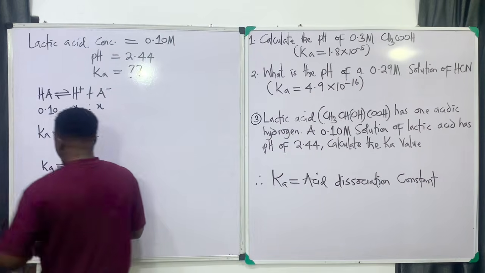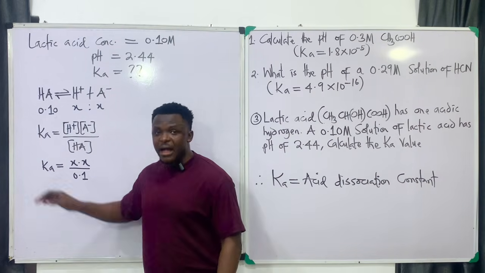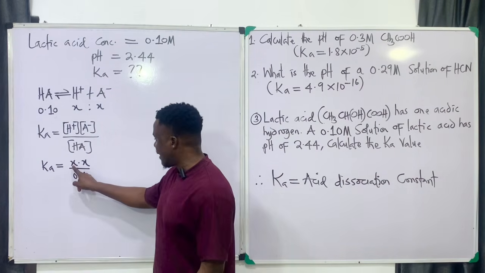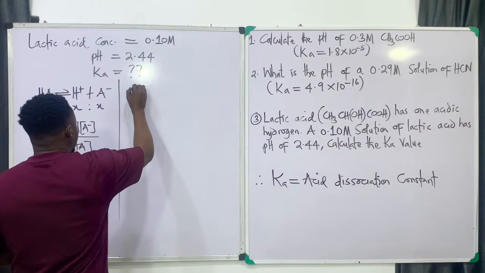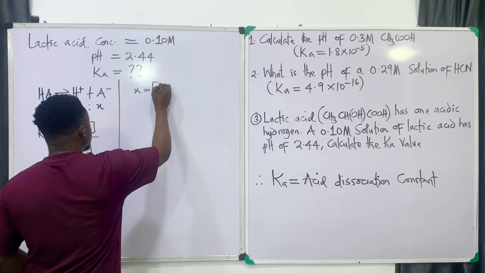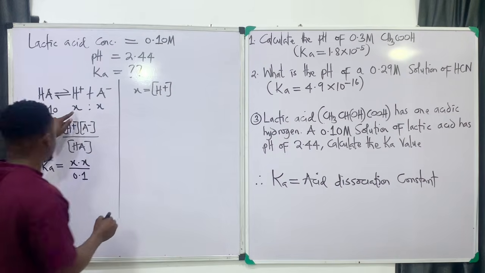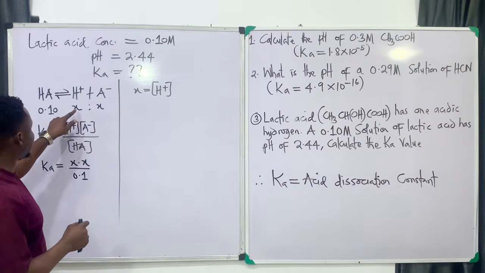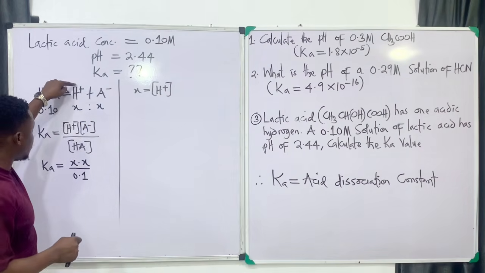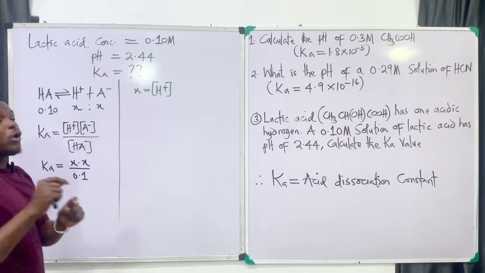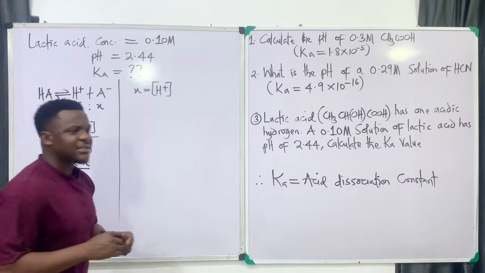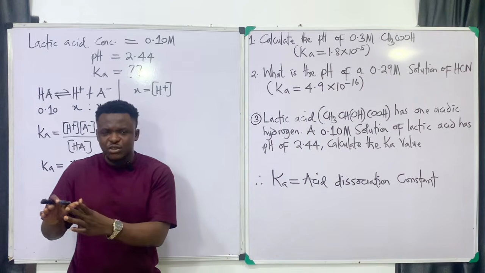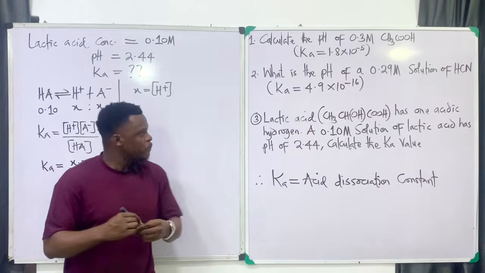Now, they are asking me to find the Ka. And what is missing out here is the X. But remember that this X is the concentration of H plus based on this. Whatever the value of this X is, that will become the concentration of H plus, and that will also become the concentration of A minus. All right. And recall that if you know the value of pH, you can actually get the value of H plus.